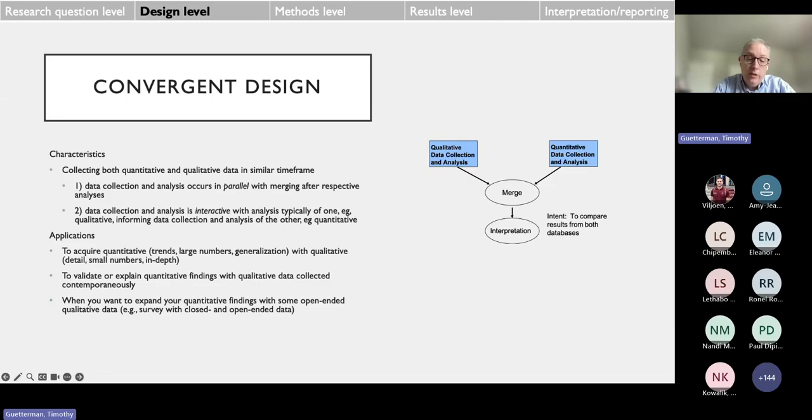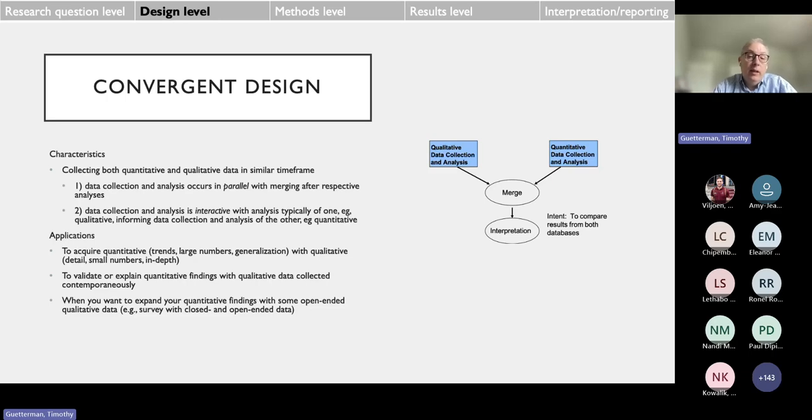So going through each of these, I'll start with a convergent design. This is what a lot of people who are newer to mixed methods think of when they think of mixed methods, but this is not the only way to approach it. The idea of a convergent design is to compare or relate quantitative and qualitative results for a better understanding. Each of these are really defined by their intent of what you're doing.